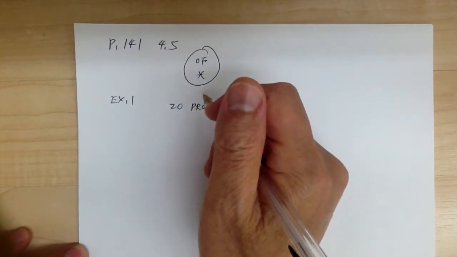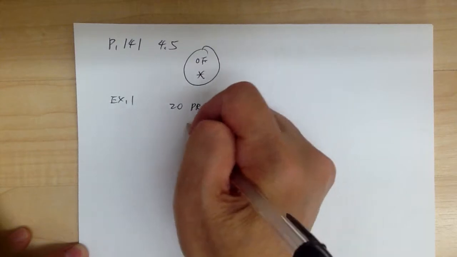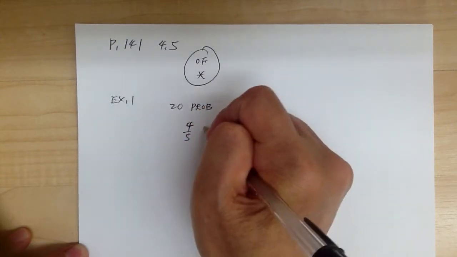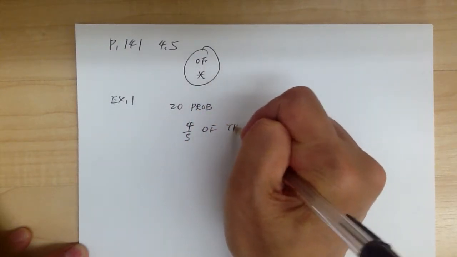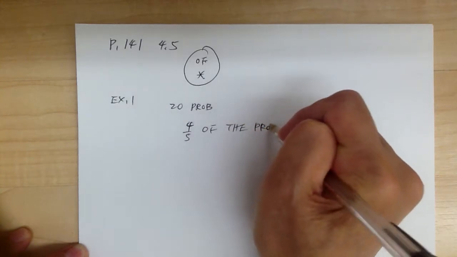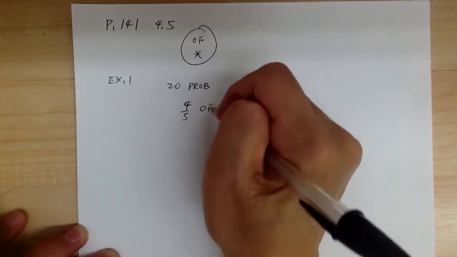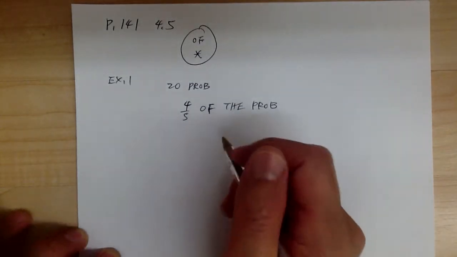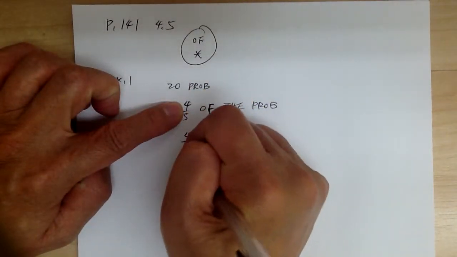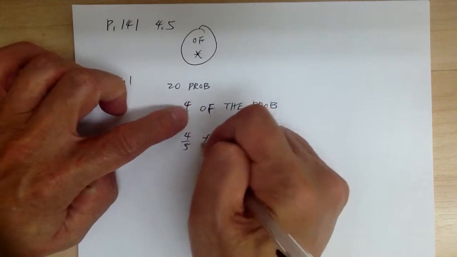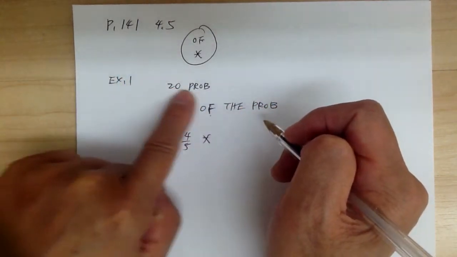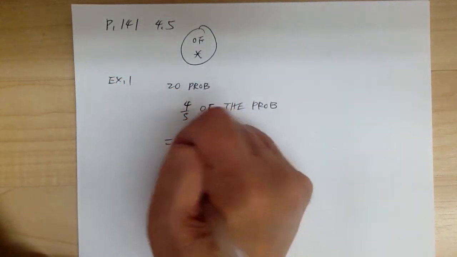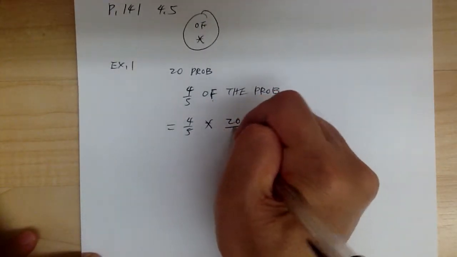It says I answered 4/5 of the problems correctly. So again, this is how you translate. You don't have to write this part, but I'm just writing it so you can follow what I'm doing. So 4/5 means 4/5. Of means times the problems, and there are 20, right? So that's how you translate it. So now you can go and solve, right?